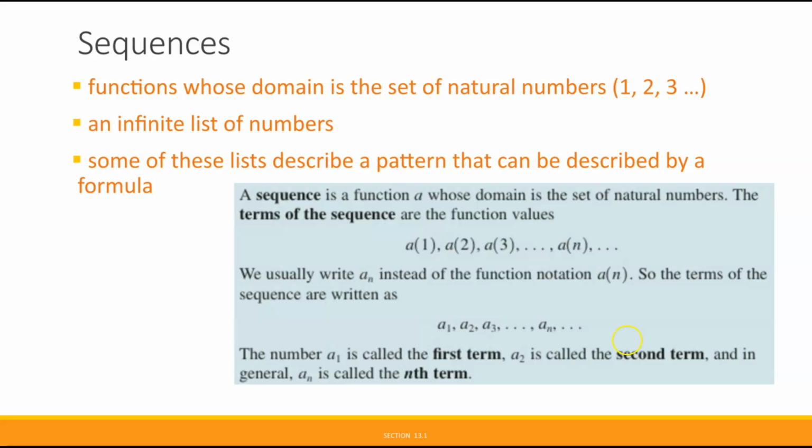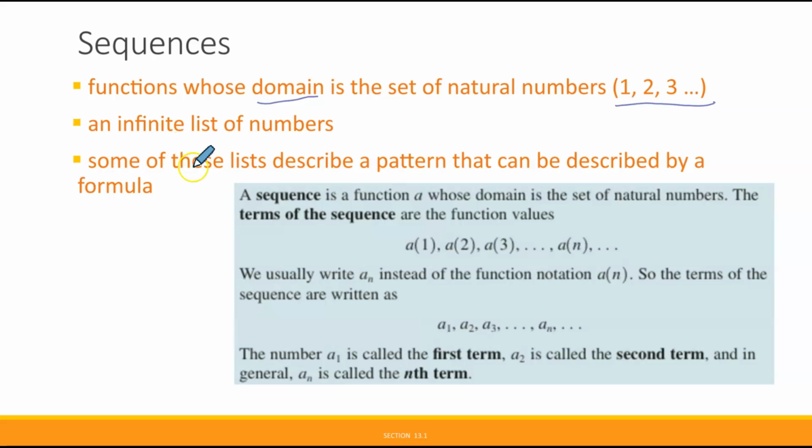Sequences. A function whose domain is the set of natural numbers. So these are the numbers that you can plug in to a sequence. 1, 2, not 2.5, 3, not 3.2. Notice that these are positive whole numbers: 1, 2, 3, 4, 5. That is the domain of a sequence. A sequence is an infinite list of numbers.